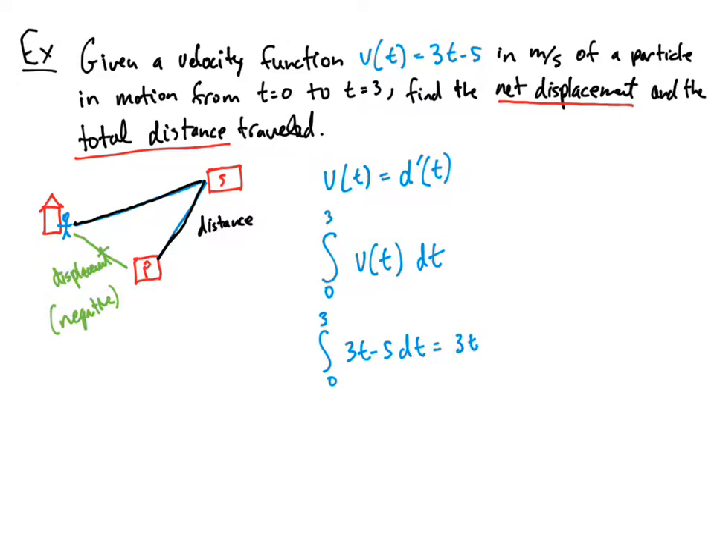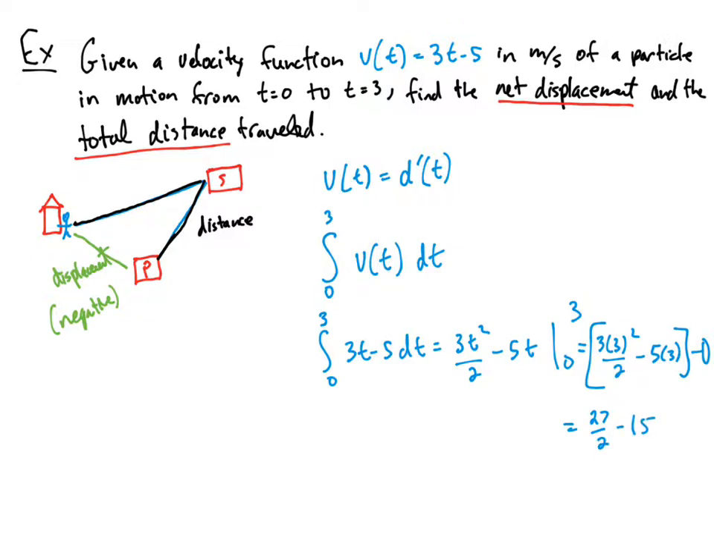Applying the power rule, we get 3t squared over 2 minus 5t, evaluated from 0 to 3. So inputting 3, we're going to have 3 times 3 squared over 2 minus 5 times 3. And then we're going to subtract. When we input 0, we just get 0 again, so nothing to subtract. So 3 squared is 9 times 3 is 27. 27 over 2 minus 15. 15 is the same as 30 over 2, so we end up with negative 3 halves. Okay, so that is the displacement here.